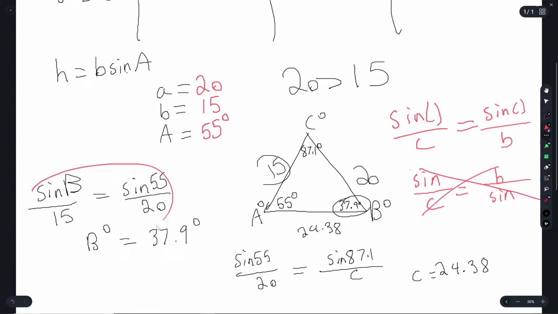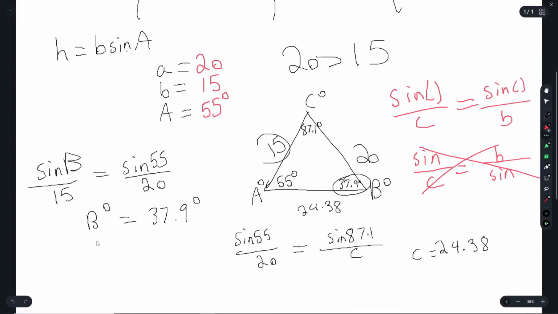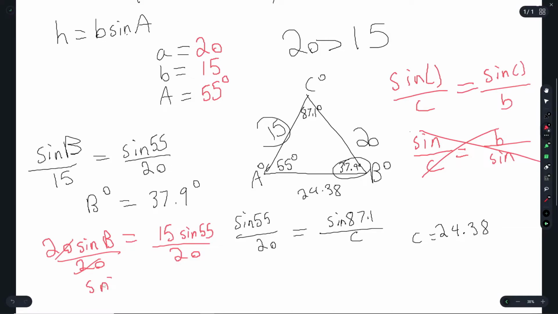Also, when you're finding an angle, although shift solve will usually give you the right answer, it is best to manually solve this. So we'll do 20 sine B is equal to 15 sine 55, then you do 20 here and 20 here and you cross it out. Then you inverse sine. So this should give you the same answer. Shift solve will usually give you the same answer, so this is the best way, but you can still use shift solve, that is also fine.